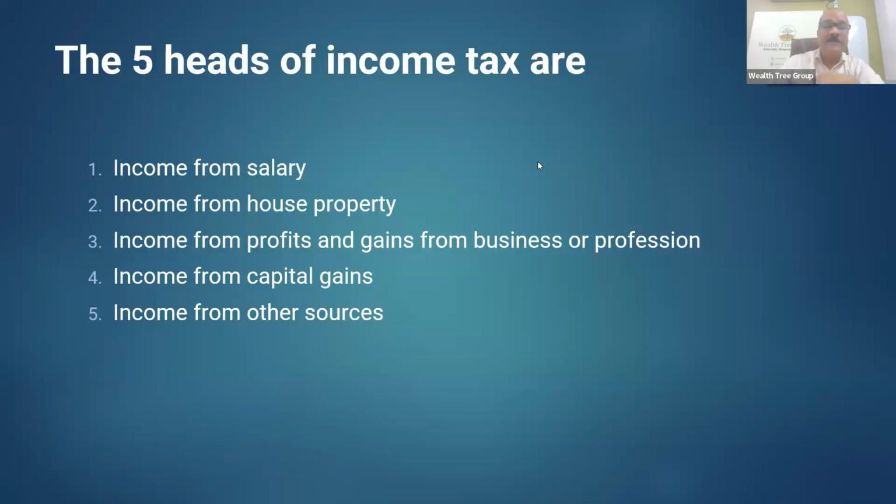So what are the 5 heads of income tax? First of all, income from salary. That is one head. That means people who are salaried employees have income from the salary, and income from house property. That means they have a house and they have given it for rent and they get the rental income. That is one kind of head.